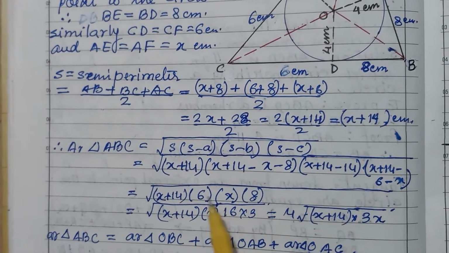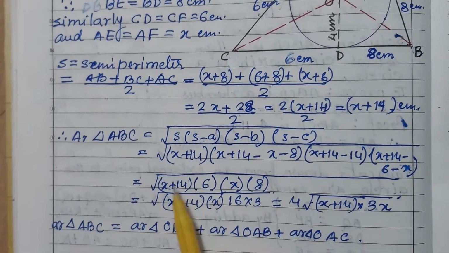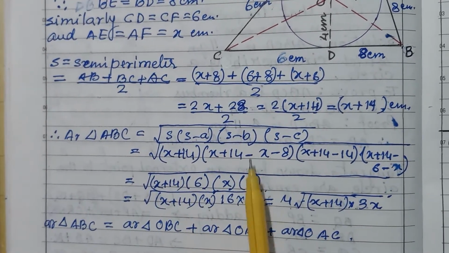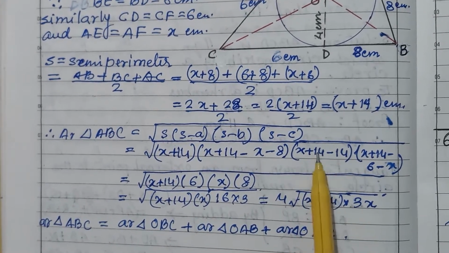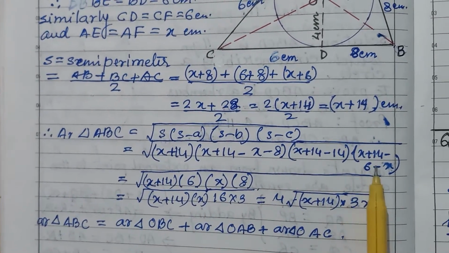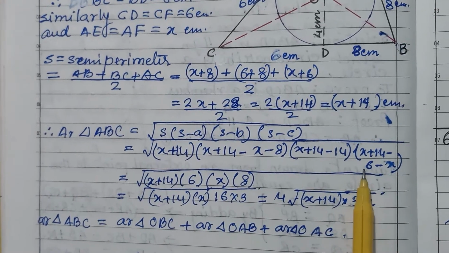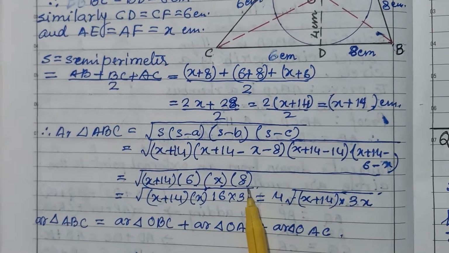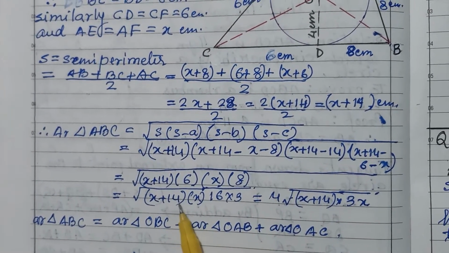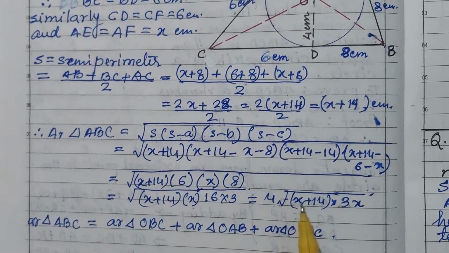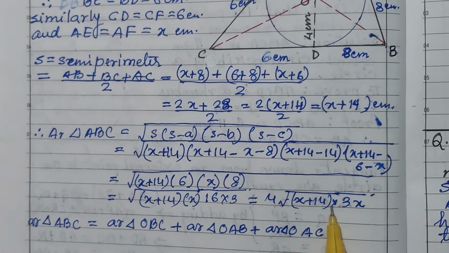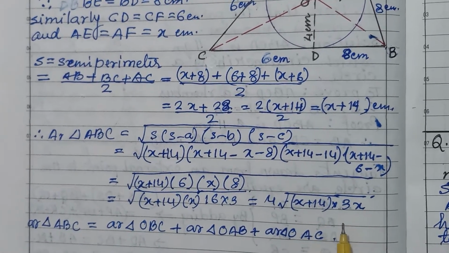Now calculate it. It is coming x plus 14. It is x cancel, it is 6. It is 14 cancel only x, and there it is only 14 minus 6, it is 8. So it is under root, it is coming as 4 under root x plus 14 into 3x, area of triangle.